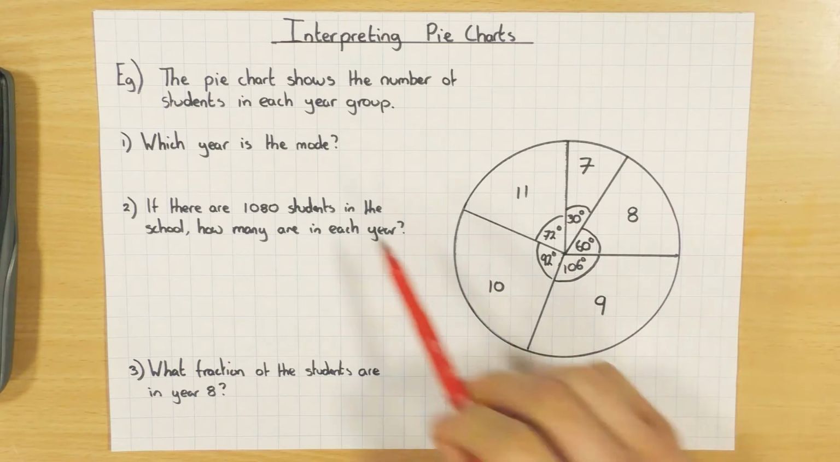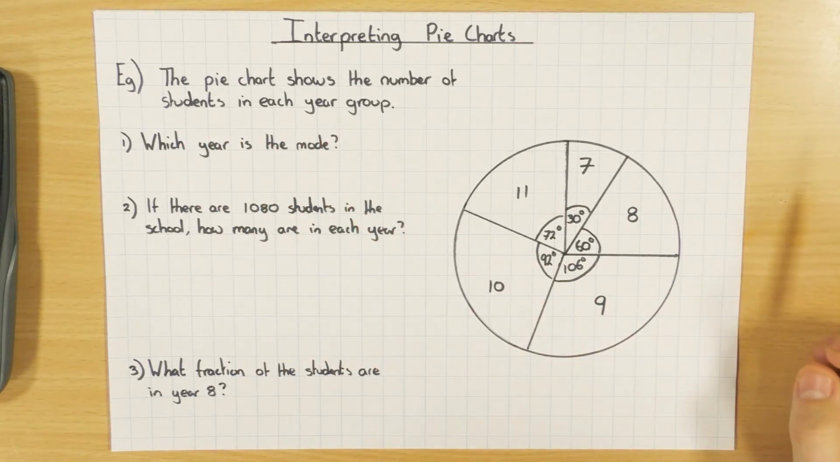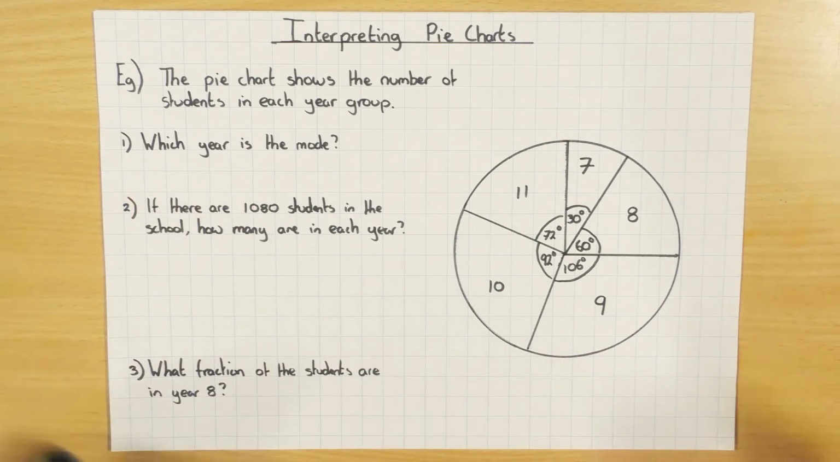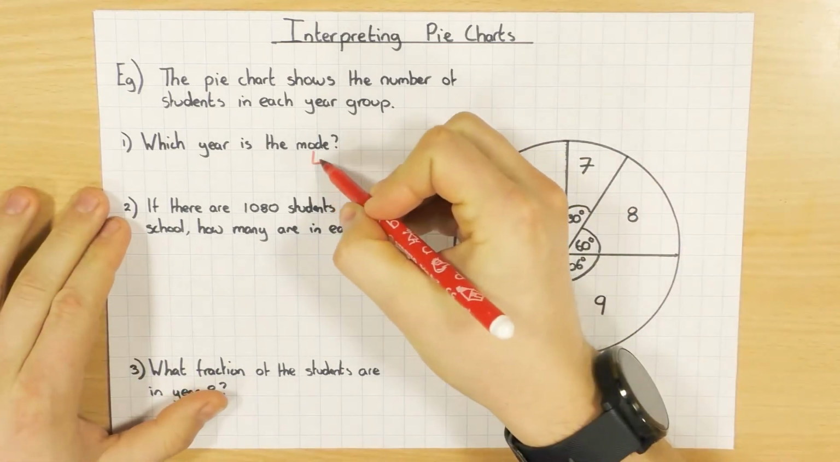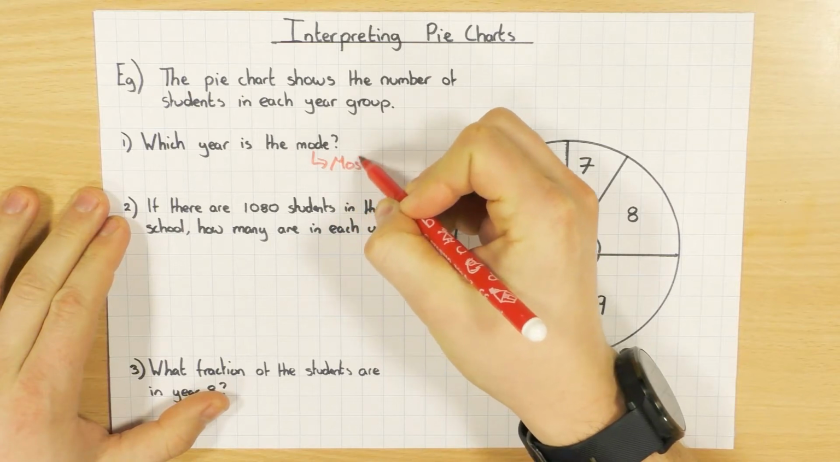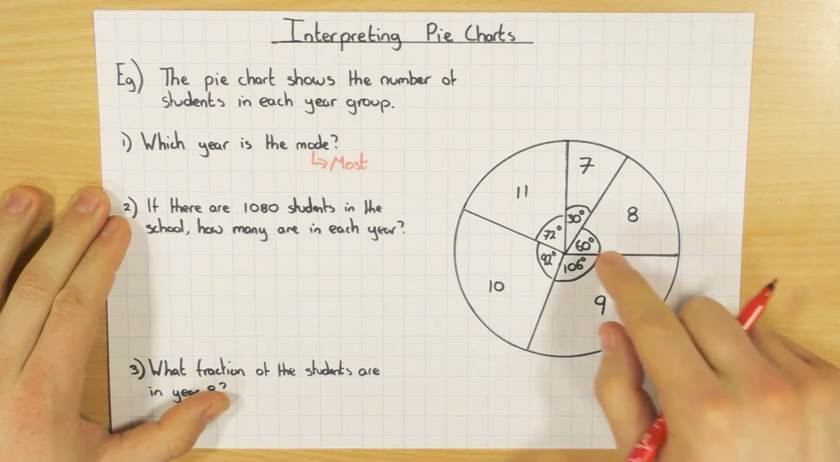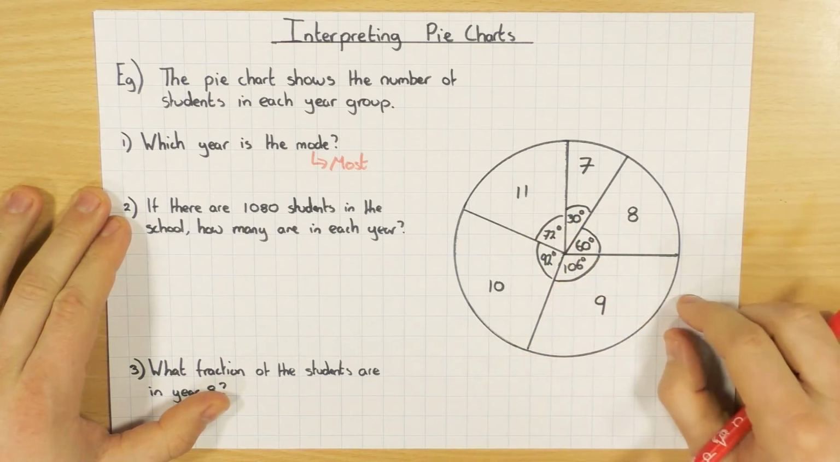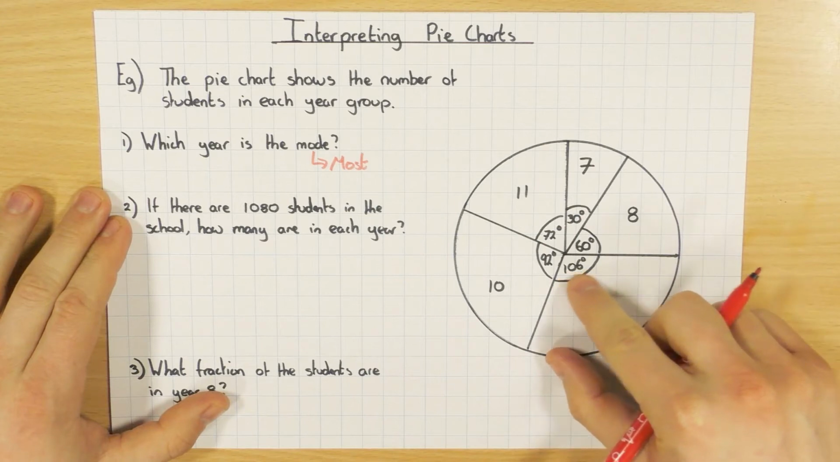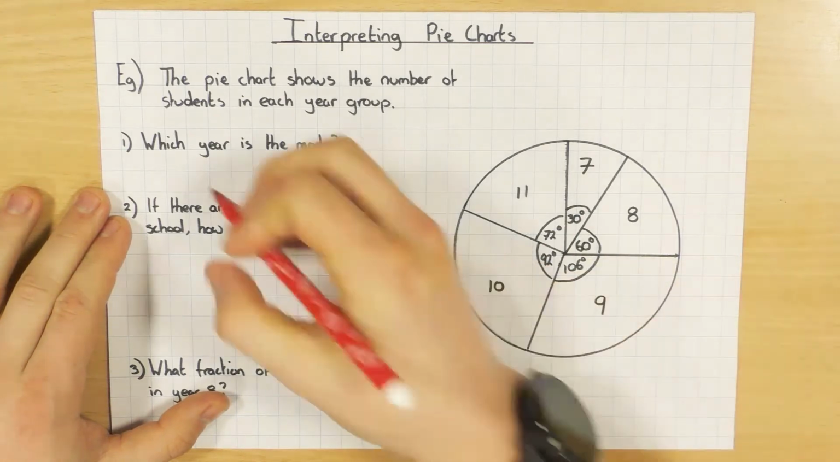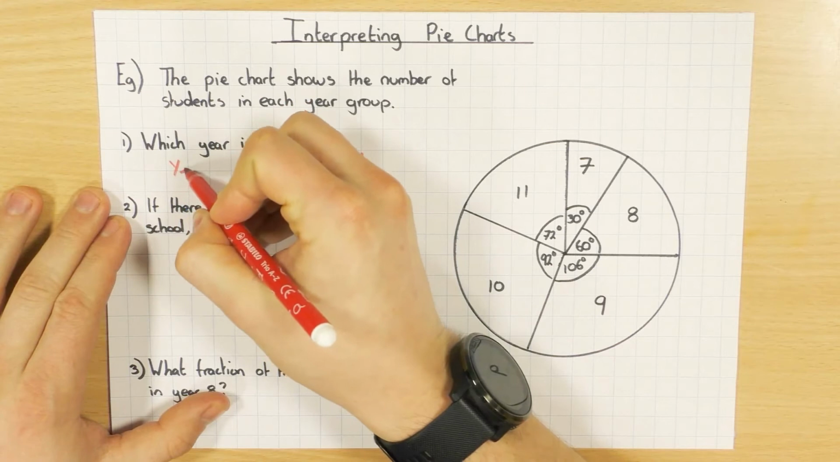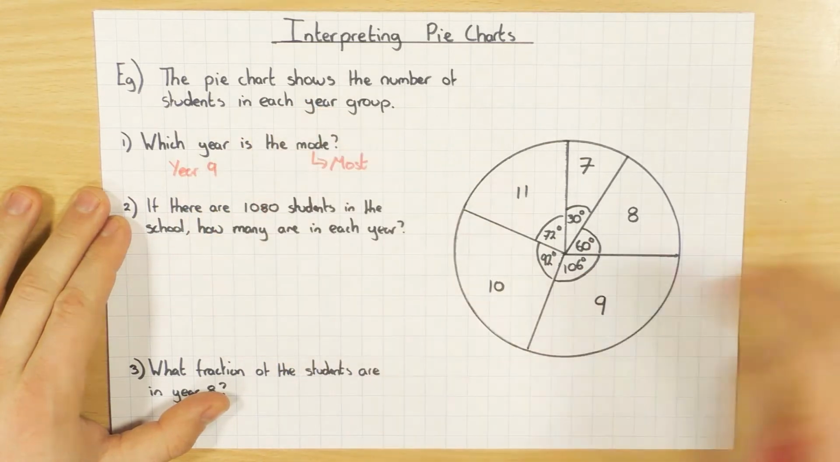So here's my first pie chart, and it says this pie chart shows the number of students in each year group. So obviously this is at school. And the first question is, which year is the mode? So you might remember from your averages, mode just means the most. To work out which one is the most, or the biggest year group in this case, just have a look at the angles, and we're having a look at which one is the biggest. So quite clearly 106 here is the biggest angle, so the answer there would just be year 9. Year 9 is the mode, that has the most students in it.